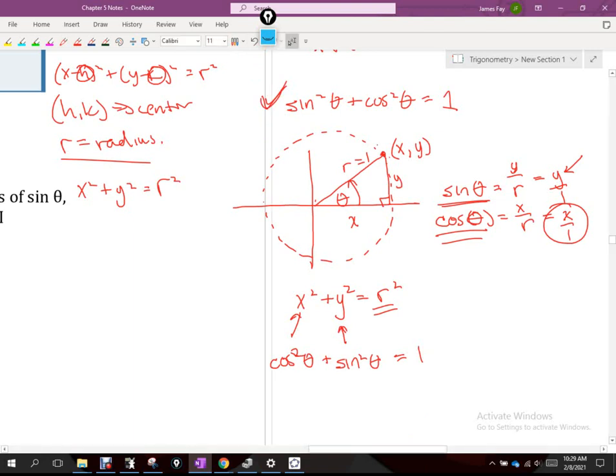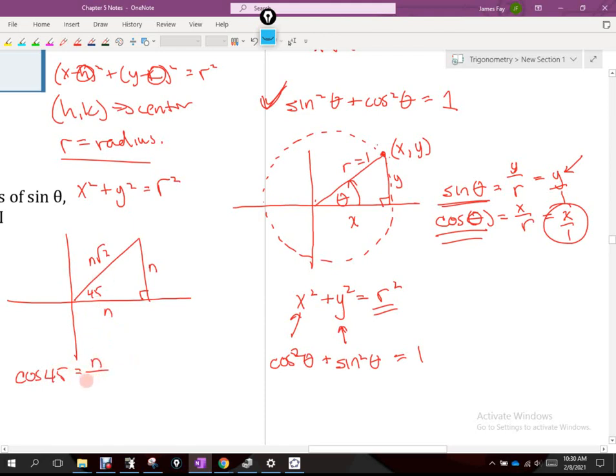What does that mean to us? That means no matter what I choose as an angle theta, give me an angle for theta. Give me something that we can work with that's easy. 45. So if that's 45, this would be n, that would be n, and this would be n radical 2, right? So cosine of 45 degrees would be adjacent over hypotenuse, right? I'm just going to write that as radical 2 over 2, if that simplifies.